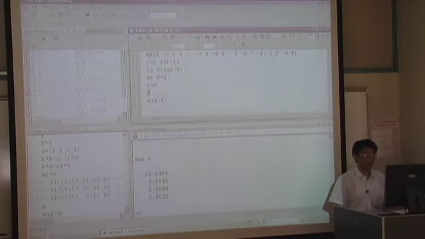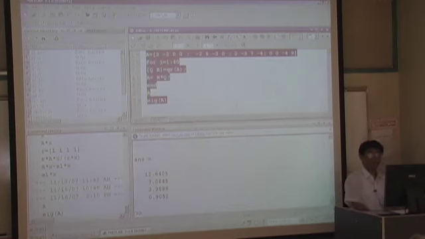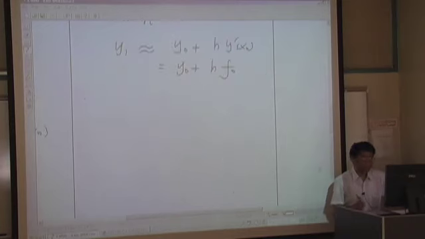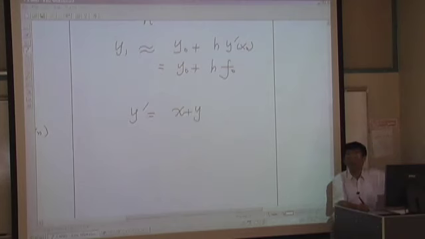So I will implement this function. For instance, assume that we are solving a differential equation. y prime equals x plus y. Then what is f? F is what? This is f. Right? Once the differential equation is given, f is given.